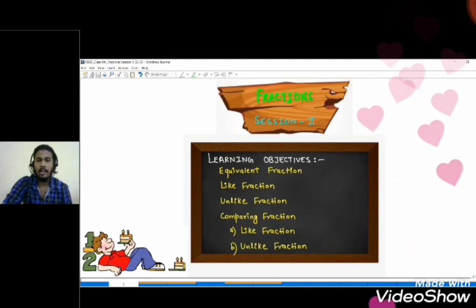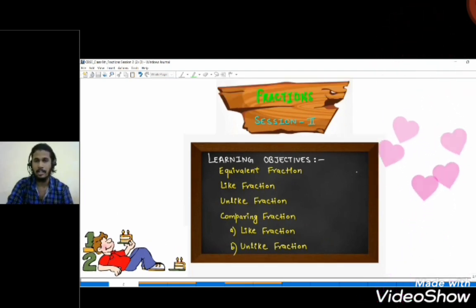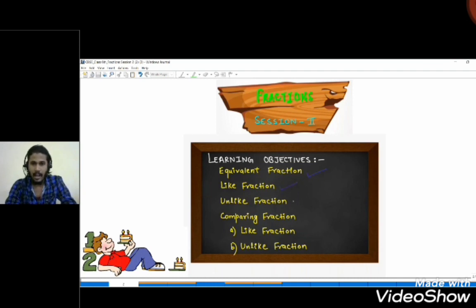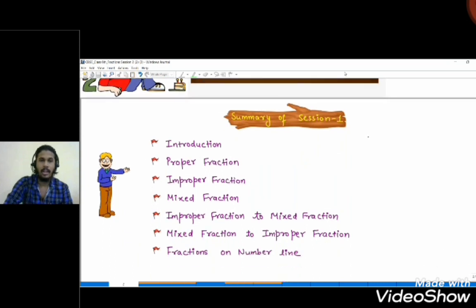Now what are going to be the learning objectives for today's session? What are the things that we are going to learn today? First, we'll understand the concept of equivalent fractions. Then we'll learn about like fractions. In like fractions, towards the end, we'll develop an understanding of how to compare like fractions and how to compare unlike fractions. So, is it clearly understood till here? Moving ahead.